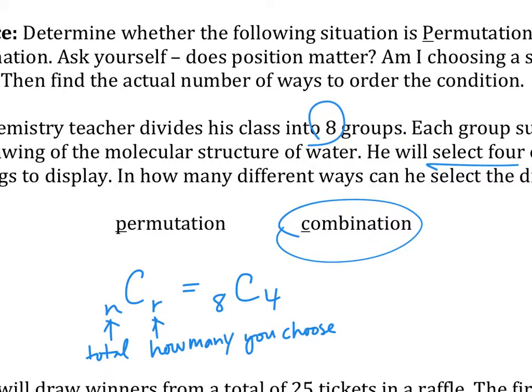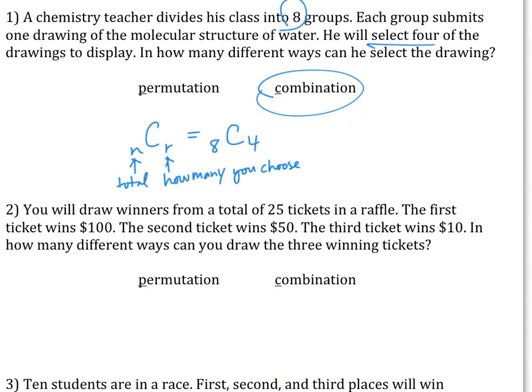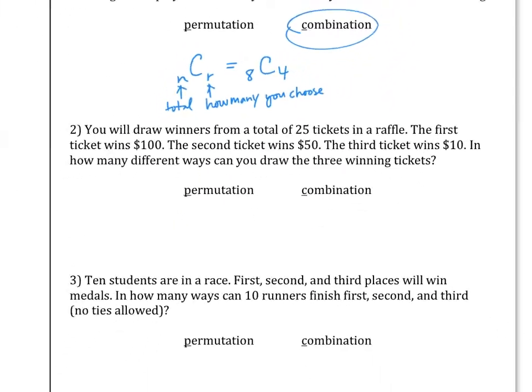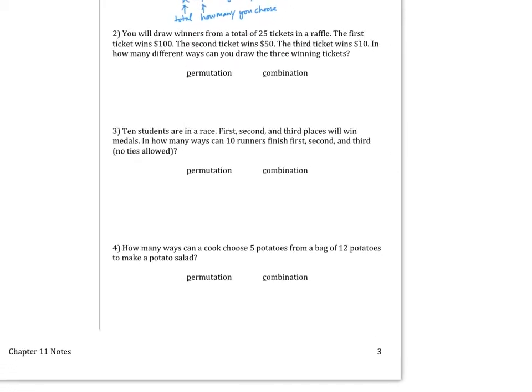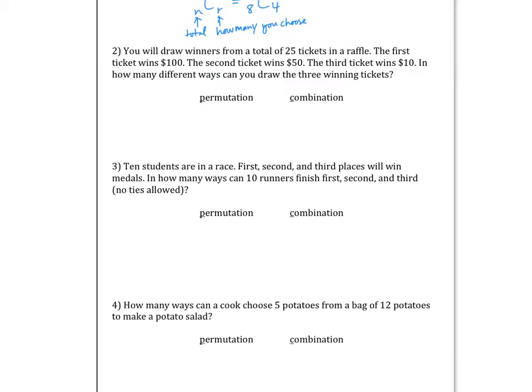Okay, so pick 2 out randomly. That is combination. Okay, next. Let's have you work with your partner. So 2, 3, 4. Just pick permutation or combination. We're going to check it together and then solve it, just in case you picked the wrong one.